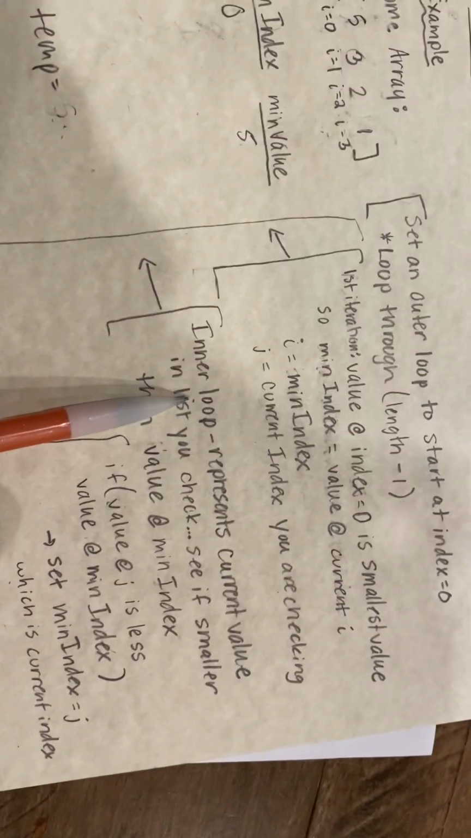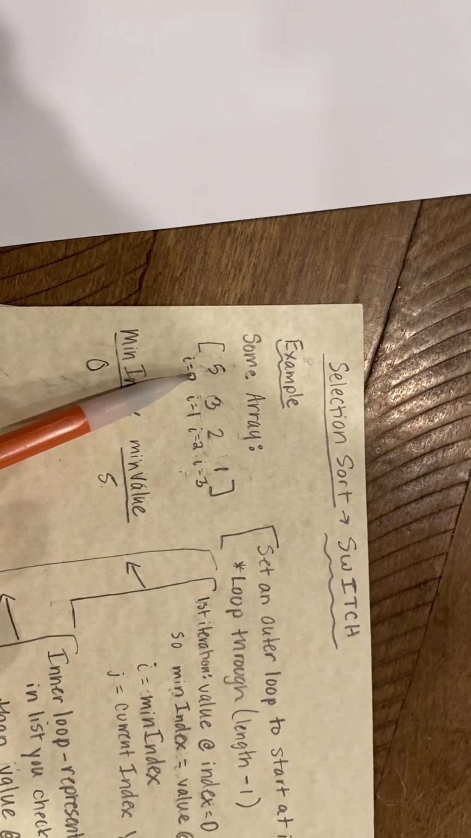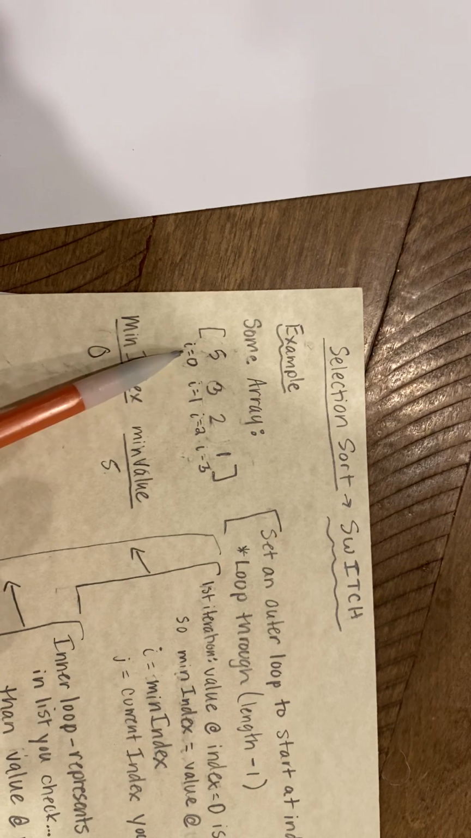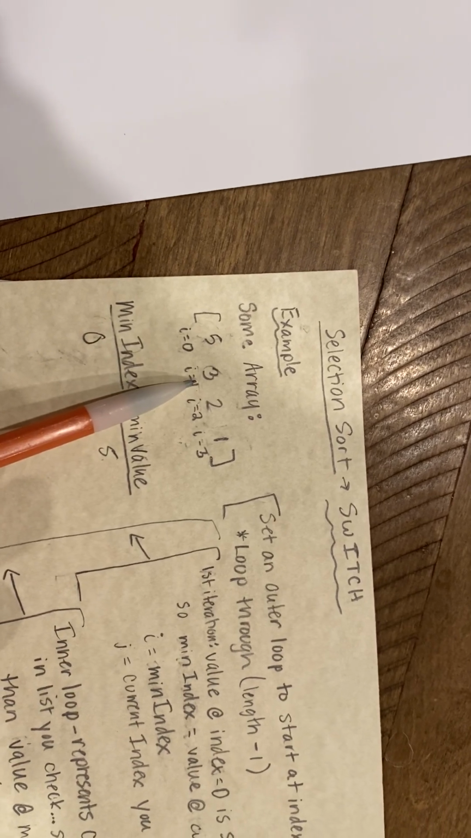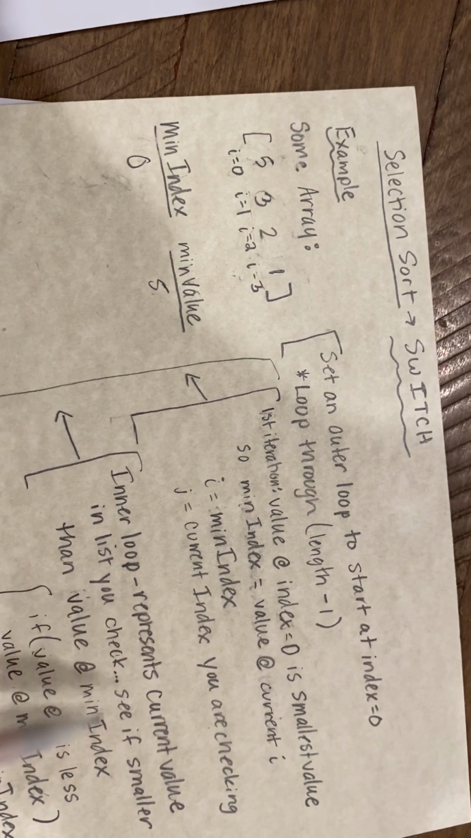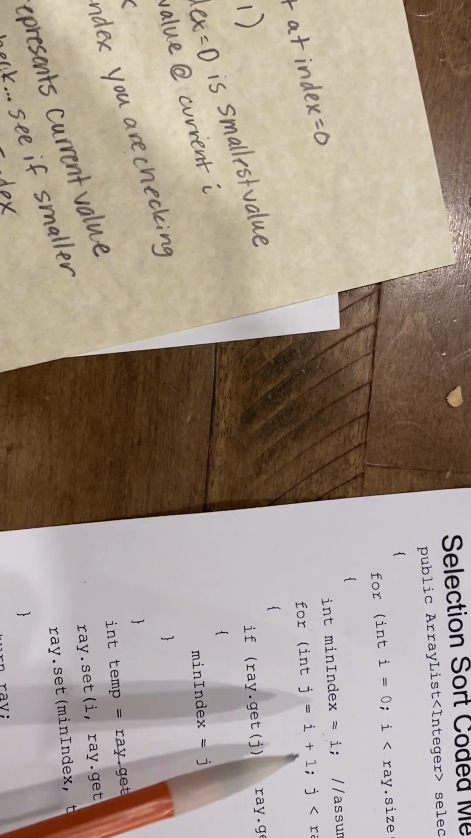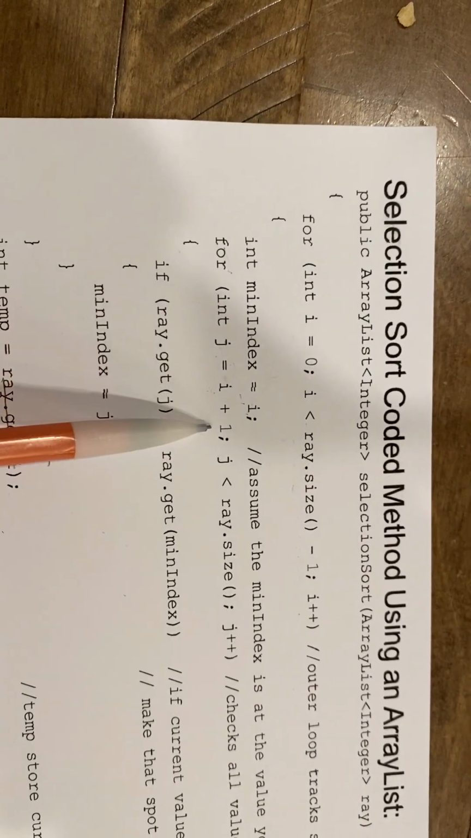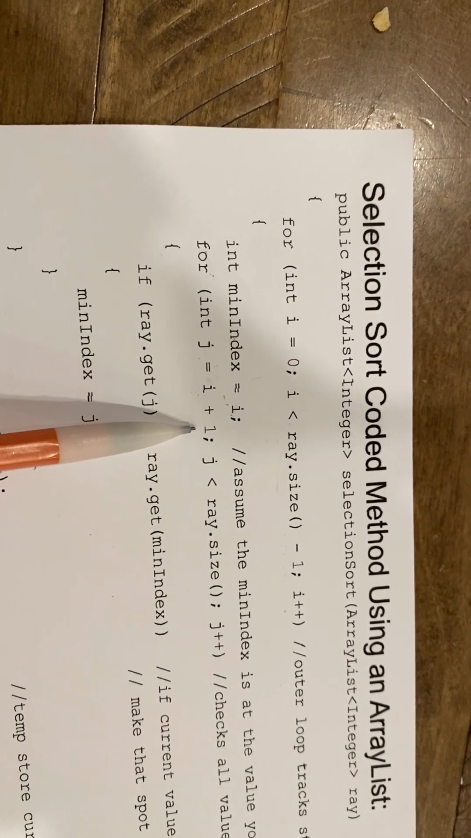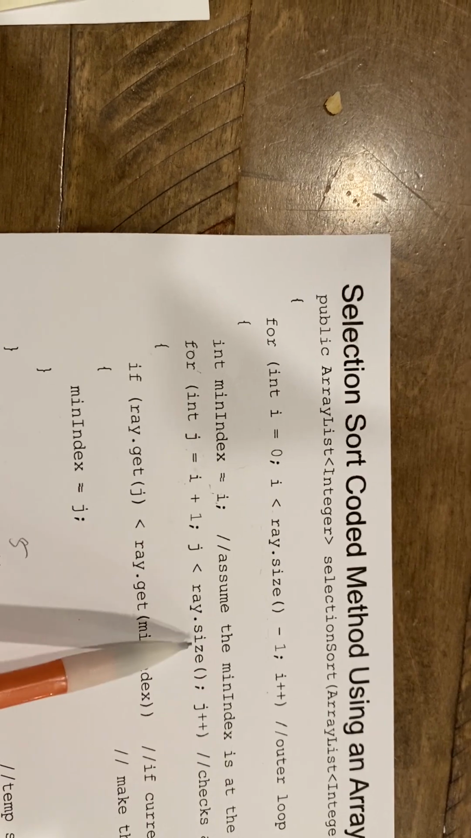Okay, so now we're going to create an inner loop using J. If you think about that, if I'm starting at 0, I don't need to check index 0. I need to check one more than that. So J is going to start at 1 more than I. So over here, J is set equal to 1 more than I. So it's always going to check the one to the right of that. And we're going to iterate through the entire array. Okay.